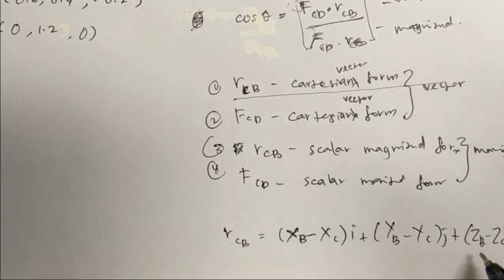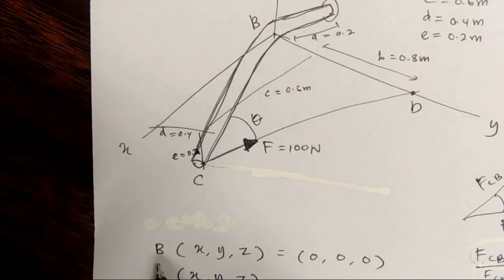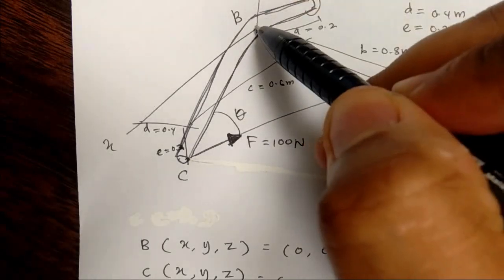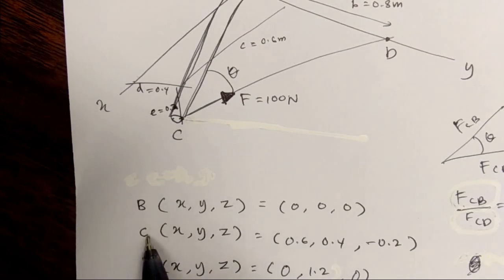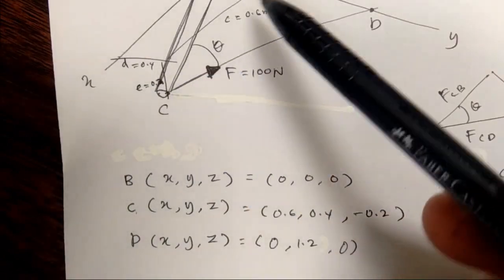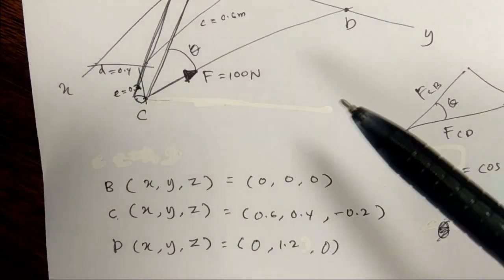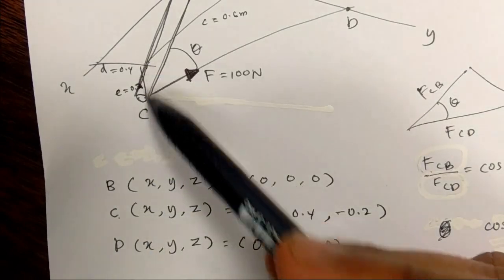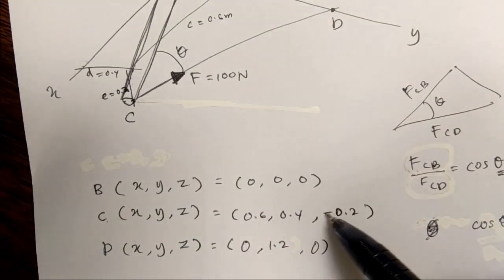So first, what are xb, yb and zb, and what are xc, yc and zc? You need to find the coordinates first, the coordinates for B and for C. The coordinate for B I already wrote down here. B is here in the picture, at the origin, so the coordinate is 0, 0, 0. And then the coordinate for C, x, y, z. x is in this direction, which is 0.6, and y is 0.4, and then the coordinate for z is down here, 0.2. Because it is downward, the direction is negative.